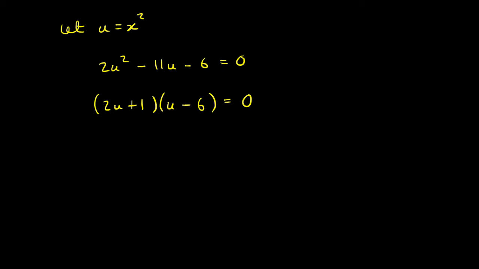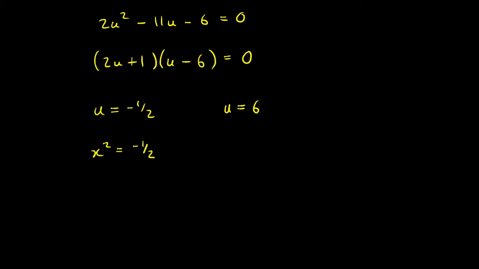So we're going to end up with u equal to negative 1/2, or u equal to positive 6. And of course, u is equal to x squared. So x squared is equal to negative 1/2. Well, there are no real solutions for that. But if x squared is equal to 6, then you have two solutions. x is equal to plus or minus root 6.